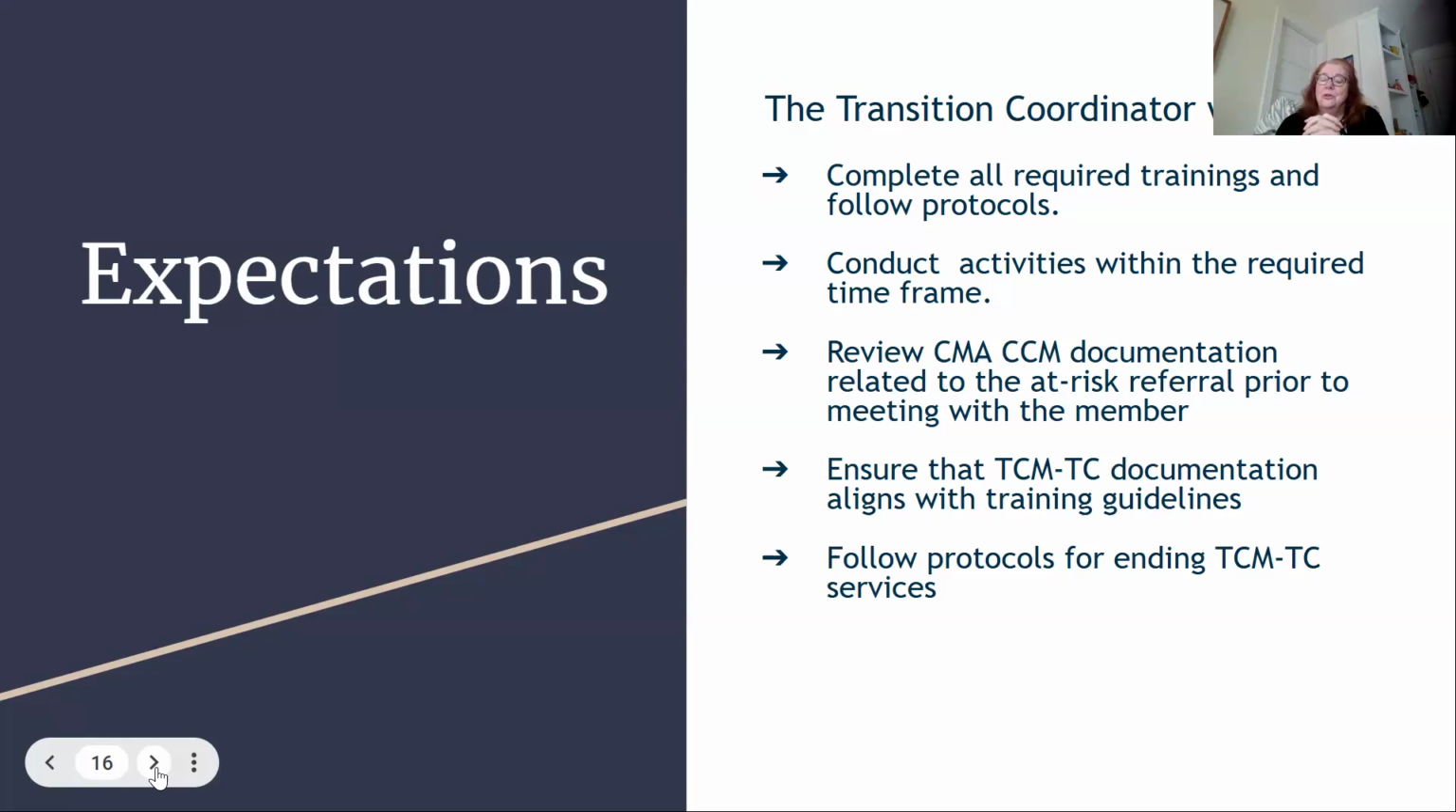And this is really important. The TC must review the CMA CCM documentation related to the at-risk referral prior to meeting with the member. And that's going to be very, very important because that information is going to inform your diversion plan and/or your risk mitigation plan. You're going to ensure that TCMTC documentation aligns with training guidelines, and you're going to follow protocols for ending TCMTC services. Next slide, please.